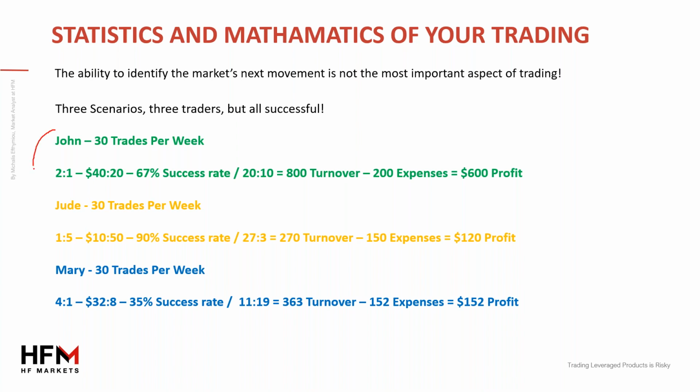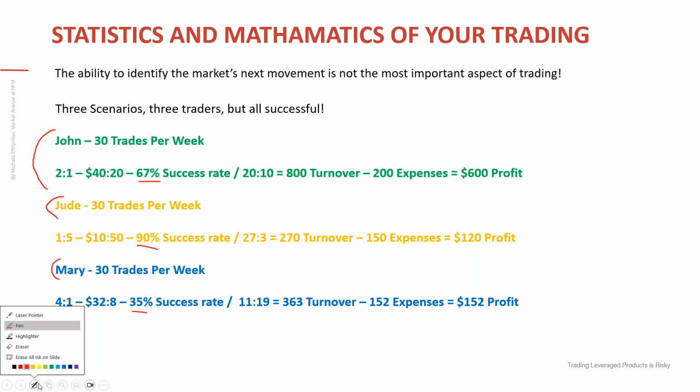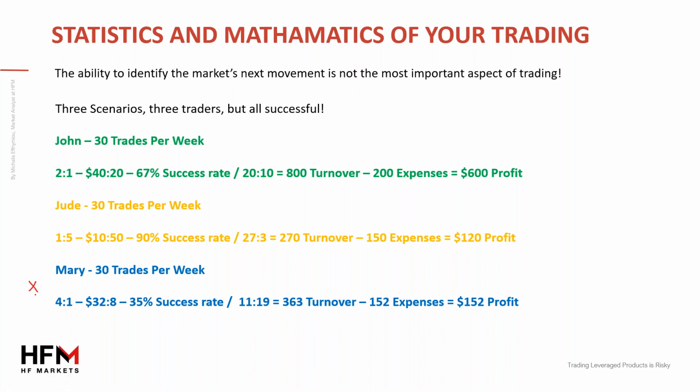So let's look at, for example, John here. John opens 30 trades a week. You can see Jude opens 30 trades a week. Mary opens 30 trades a week as well. What's the difference though? John has a 67% success rate. Jude has a 90% success rate. And Mary has a 35% success rate. So 3 very different traders. Let's say, for example, Mary is a beginner trader because she's new, and because of that, she has a low success rate. But what you notice is scenario A is earning a profit.